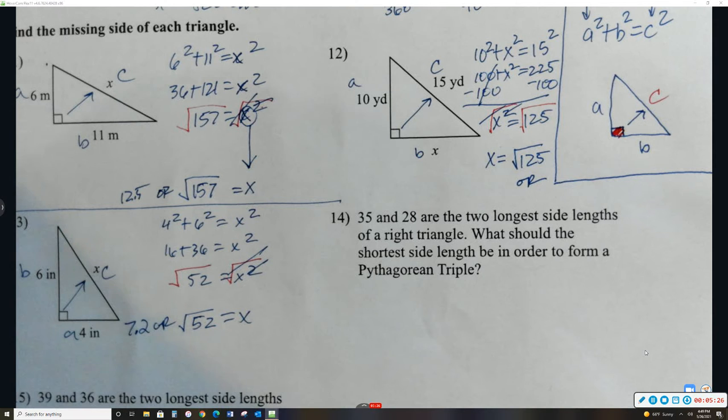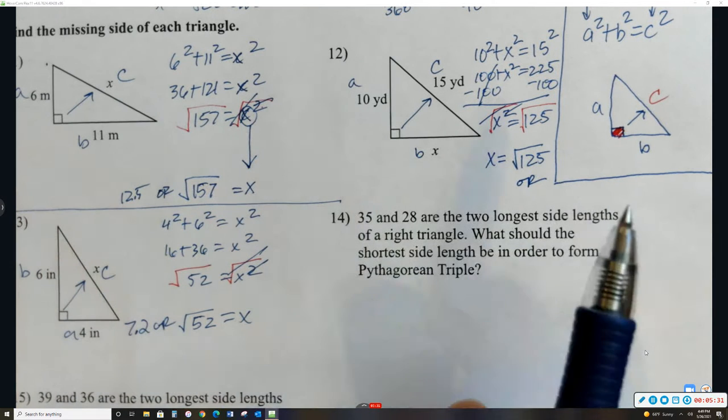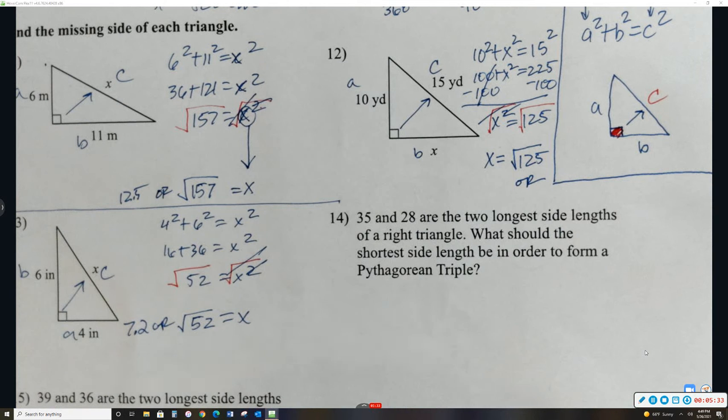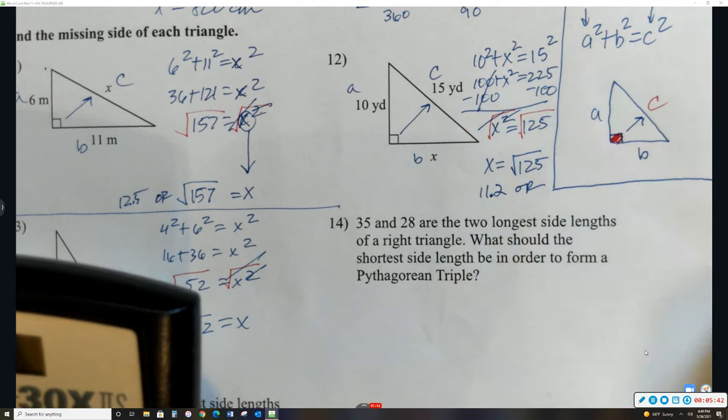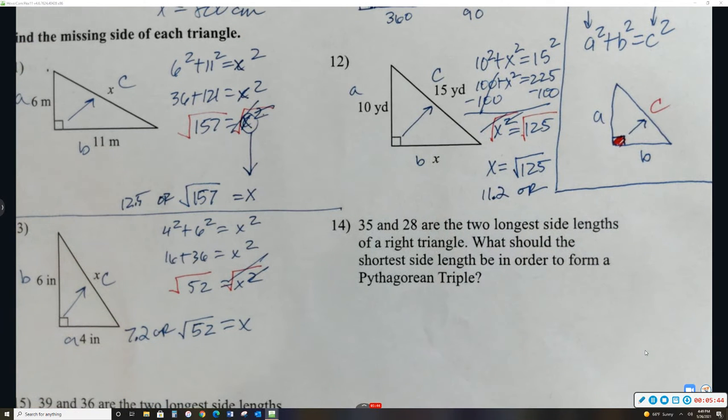The square root cancels. You're left with x equals the square root of 125, or 11.2. I was just double checking my work.